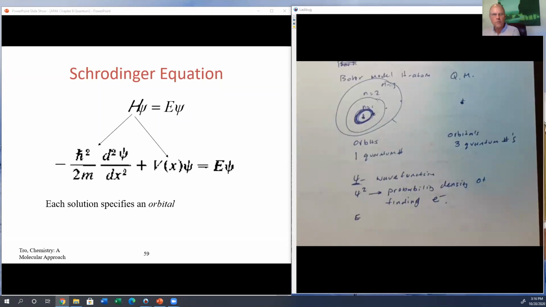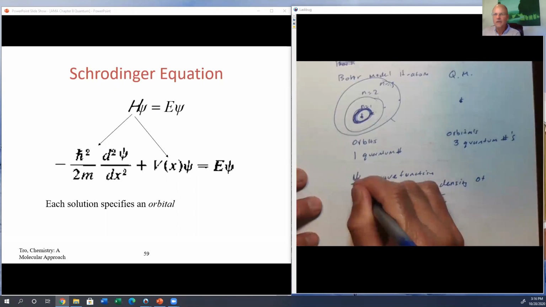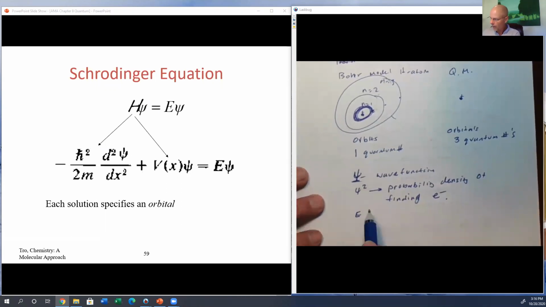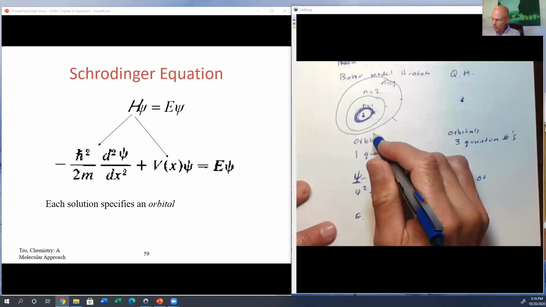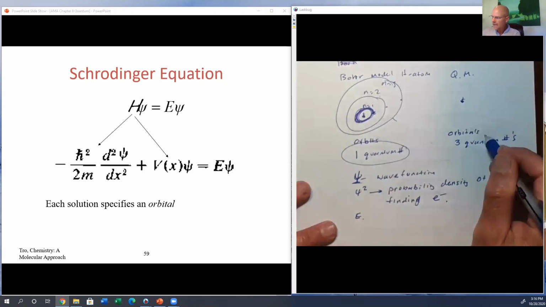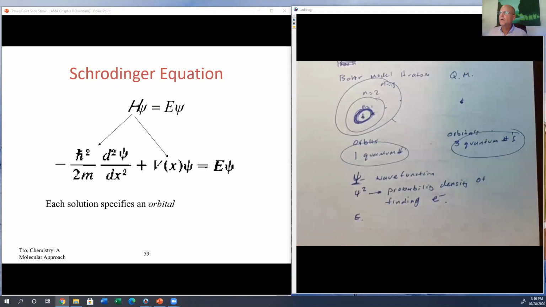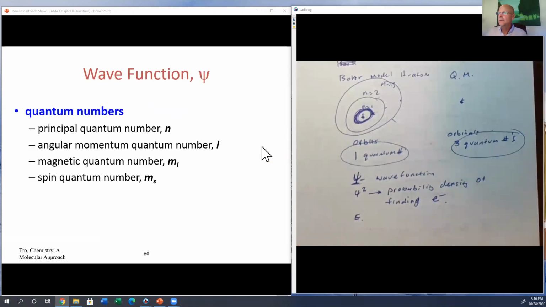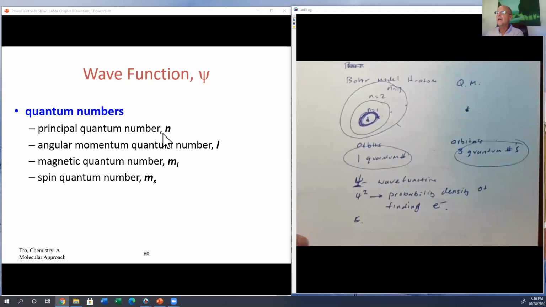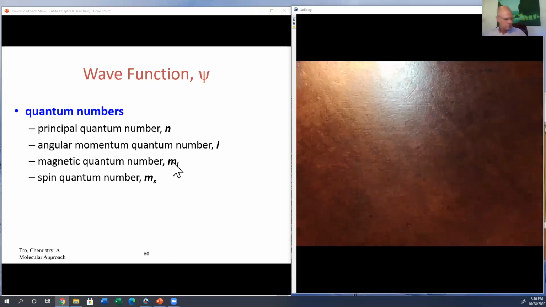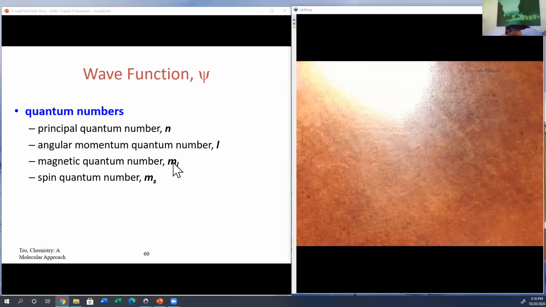This symbol is called psi, the Greek letter psi. Okay, wave function and energies. The difference is that in the Bohr model you only have one quantum number, while in the quantum mechanical model you have 3 quantum numbers. So what are those quantum numbers? They are the principal quantum number n, the angular momentum quantum number L, and the magnetic quantum number m sub L. Let me define a little bit about these.